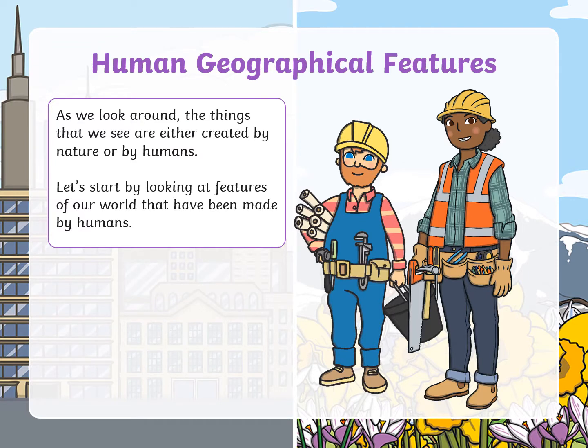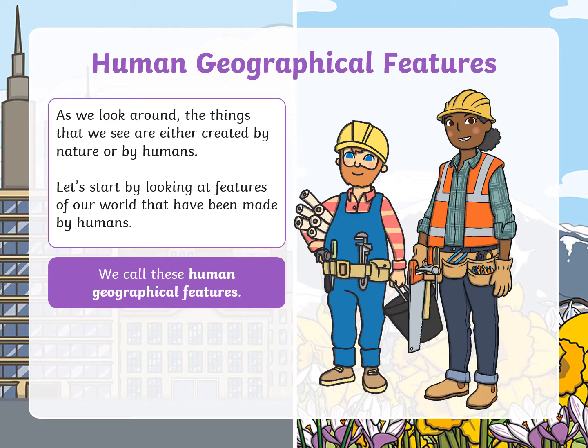Hello rowing class. Before you get to work on your creation of your own islands, just wanted to go through some examples of human and physical features. So here we are starting with human features. Human features are features of our world that have been made by humans. So these we call human geographical features. We've just been calling them human features. Let's look at some examples of those.